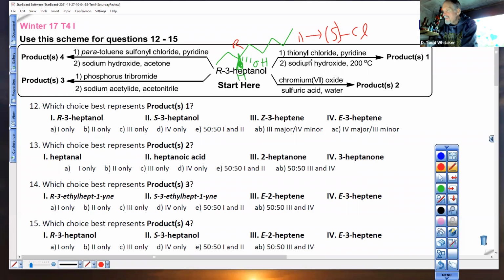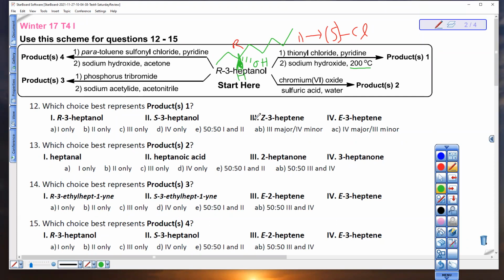Sodium hydroxide is both a strong nucleophile and a strong base, especially in the presence of 200 degrees Celsius. That's heat. Strong base and heat, E2 time. And we want major and minor, because you're going to get alkenes, right? You're not just going to get one alkene.